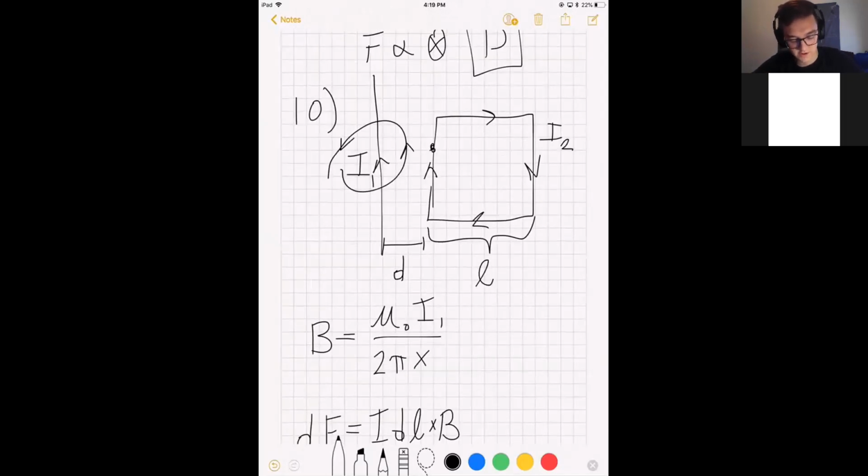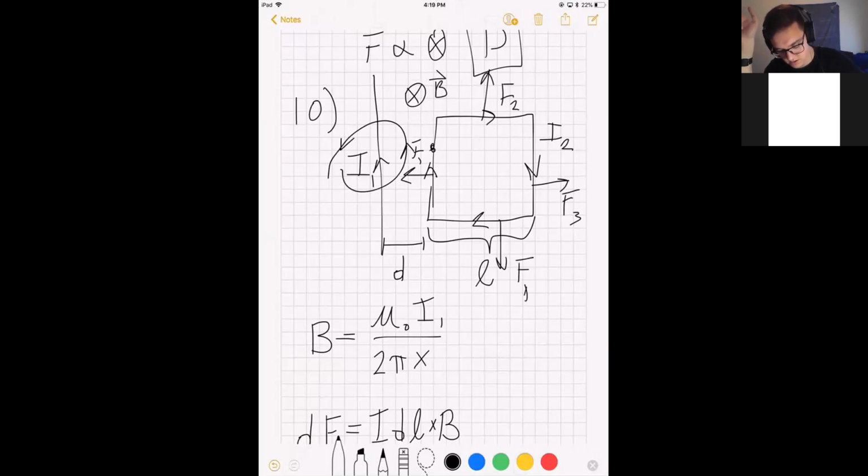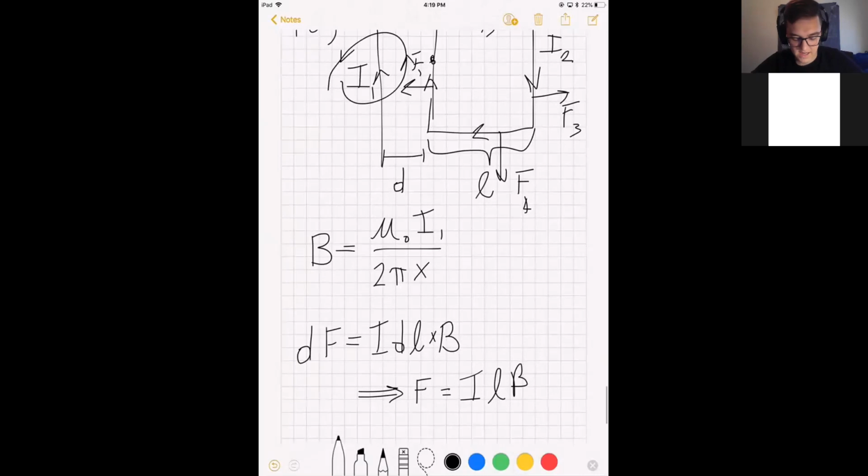So let's think about the direction of the force. B is pointing into the page at every point to the right of our wire. So that means that we have I cross B. So our thumb is pointing to the left for this one. I call that F1. Then we do the same thing. We have F2 pointing this way, F3 pointing this way, and F4 pointing this way.